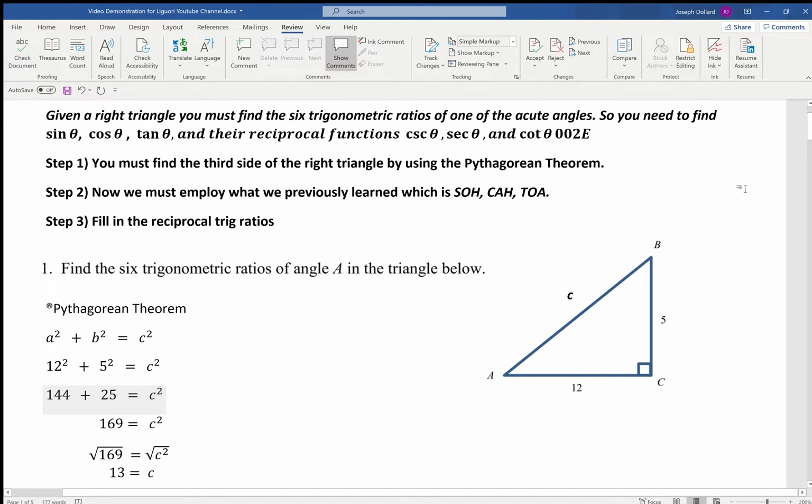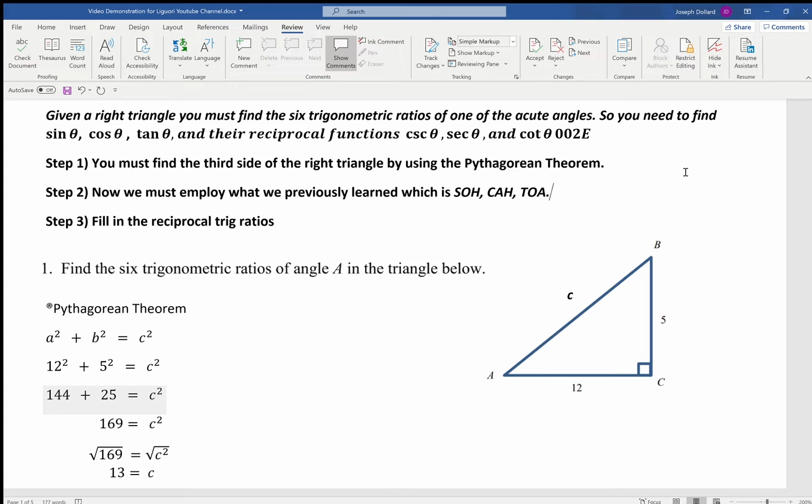All right, so we're going to have a quick tutorial here on what you're actually doing right now, the assignment that I just sent you that is due for Monday morning. What we're doing is dealing with right triangles, and we're going to find all six trigonometric ratios of one of the acute angles in the triangle.